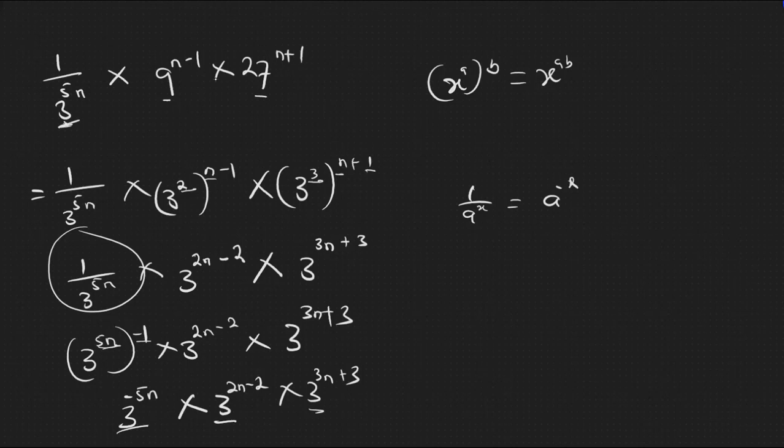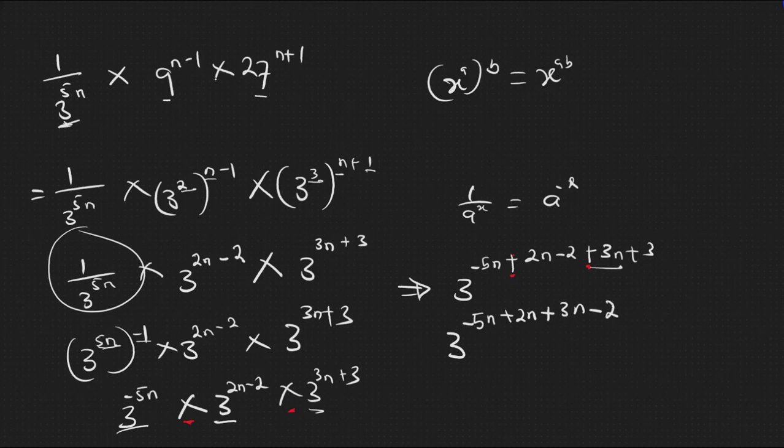So if we add the powers now, we're going to have 3 to the power of minus 5n plus 2n minus 2 plus 3n plus 3. Remember that this one here is from this multiplication, and this one is from this multiplication. So if you collect like terms, we're going to have 3 to the power of minus 5n plus 2n plus 3n, then we have minus 2 plus 3.